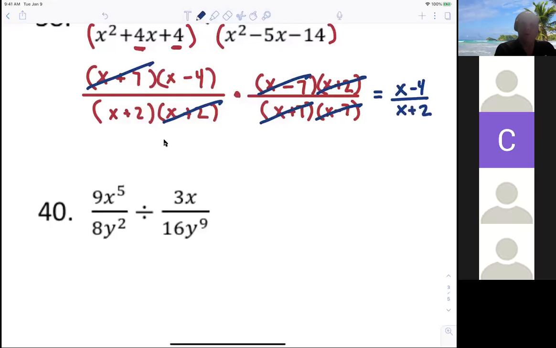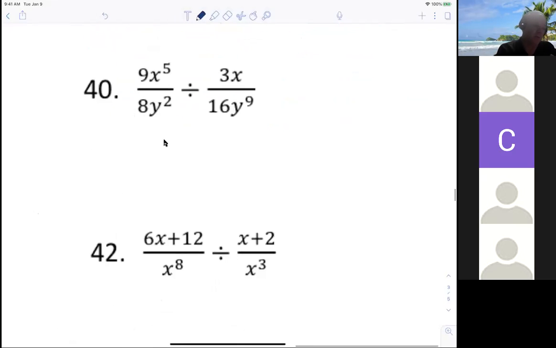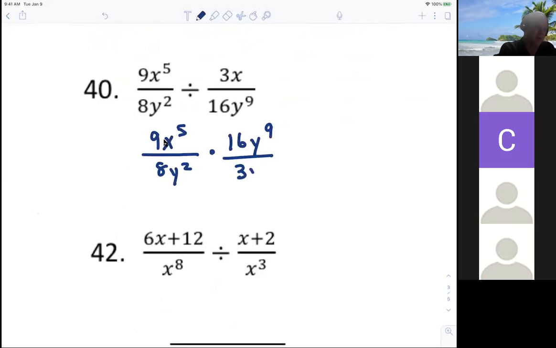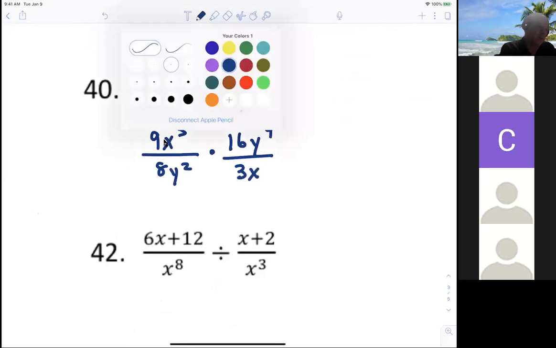Any questions or concerns? All right, guys, let's continue on. It's actually simple. Okay. So now we're going to write 9x to the 5th over 8y squared multiply by the reciprocal 16y to the 9th over 3x.